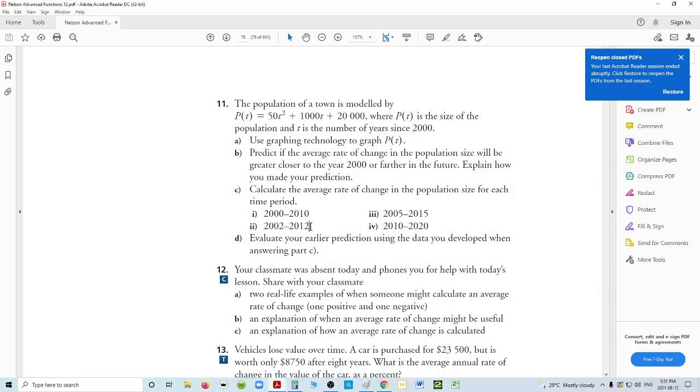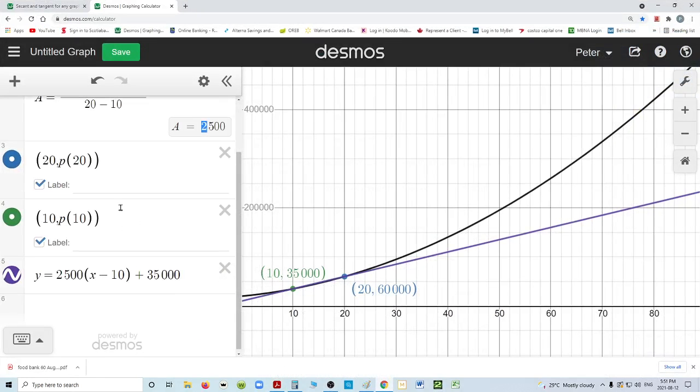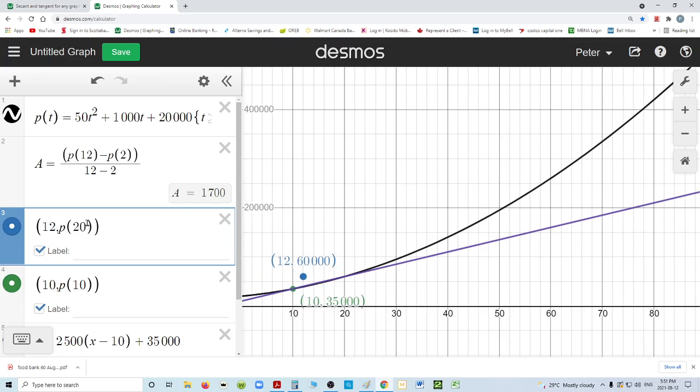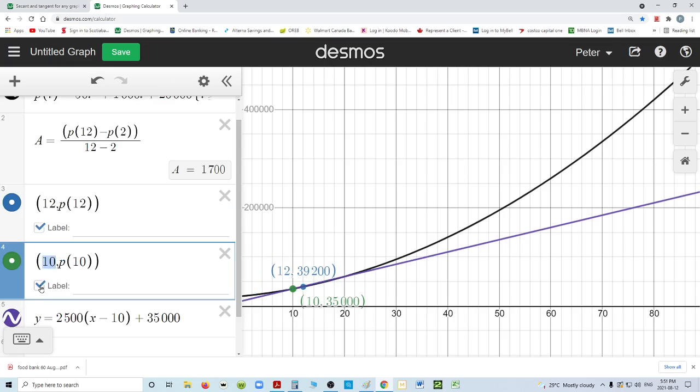So the next one is between year 12 and year 2. So year 12 and year 2, and then don't forget to change your delta x, 12 minus 2. And I get 1,700, and I can even plot those points, 12 comma P12, and 2 comma P2. So there are those points.